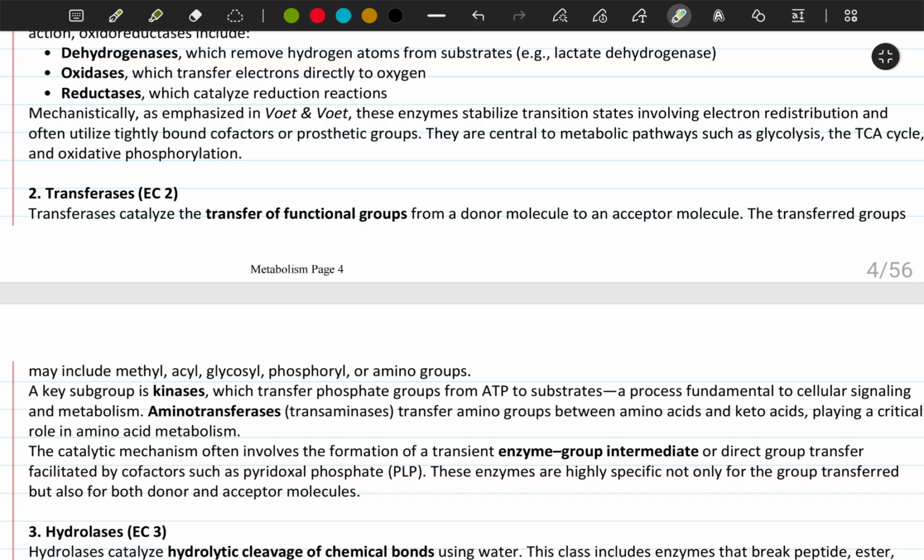Kinases, transfer of phosphate groups from ATP to other substrates. And aminotransferases, transfer of amino groups between amino acids and keto acids.